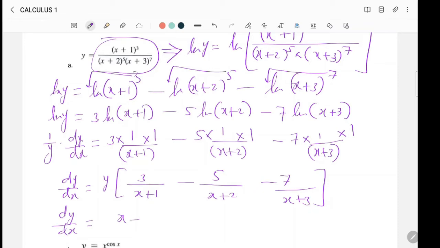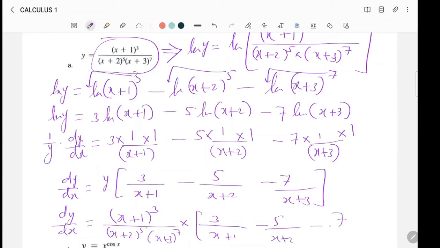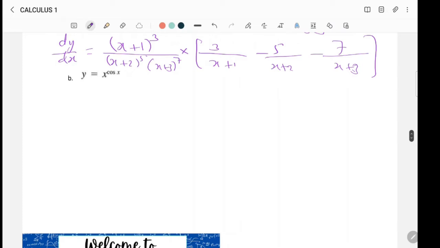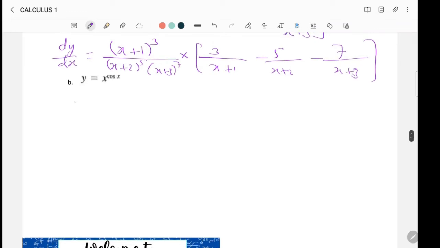So instead of y we have to write (x plus 1) whole cube over (x plus 2) to the power 5 times (x plus 3) to the power 7, then times this expression 3 over x plus 1 minus 5 over x plus 2 minus 7 over x plus 3. Okay, B part, what's that? y equals x to the power cos x, right? Apply ln, simple.